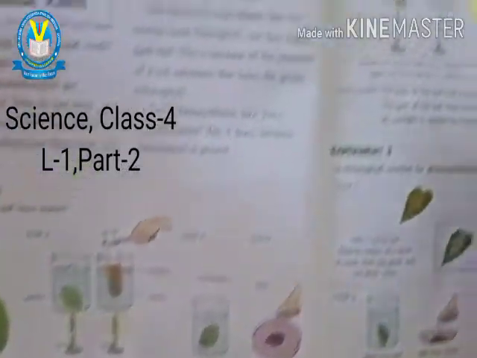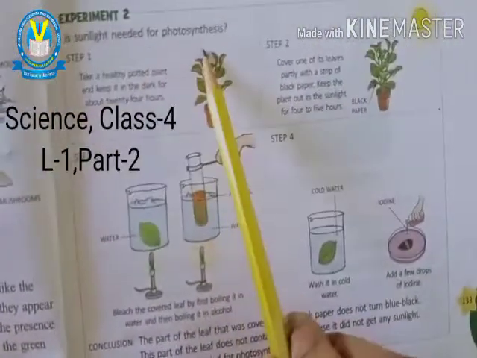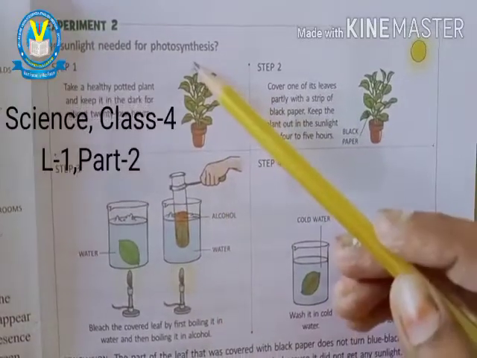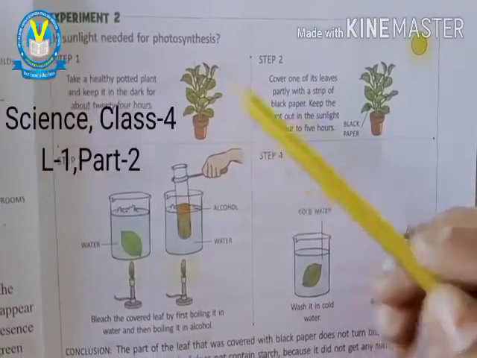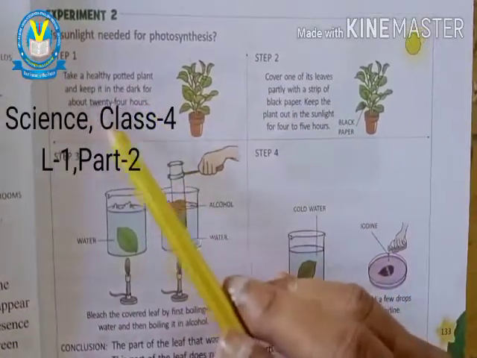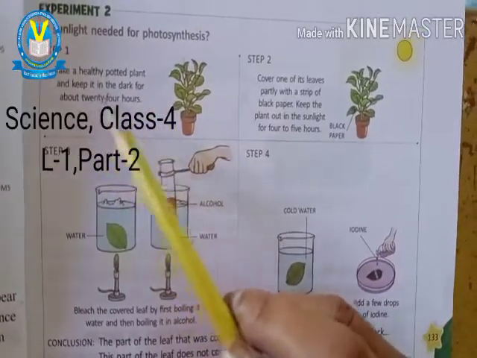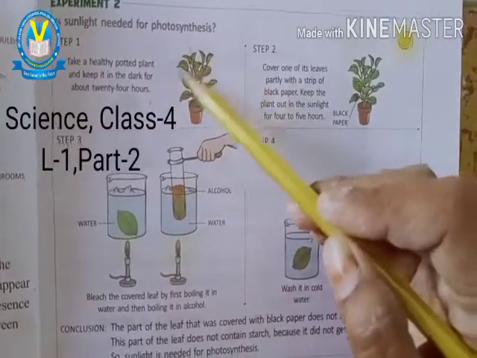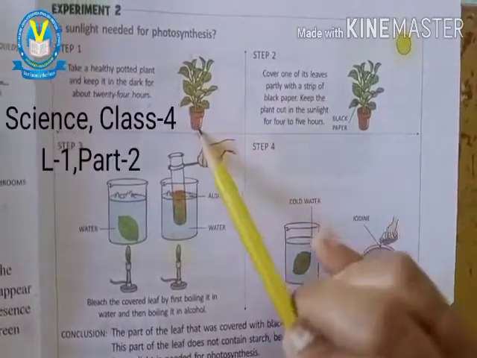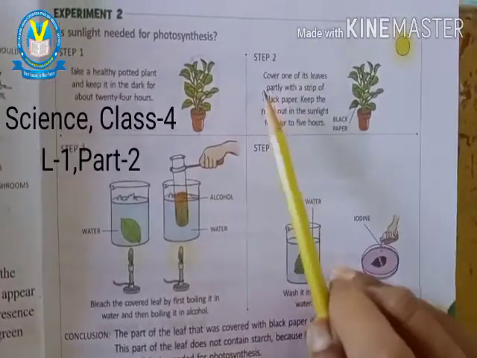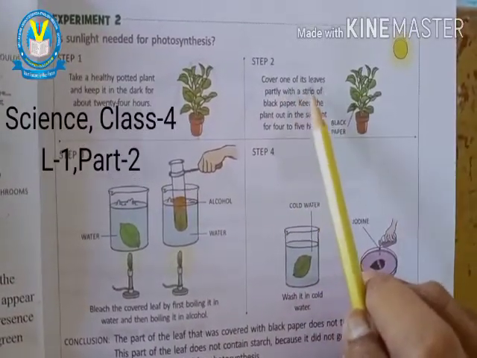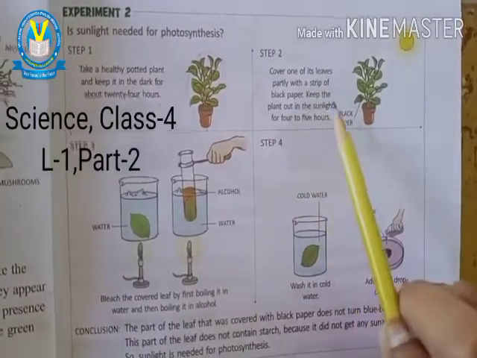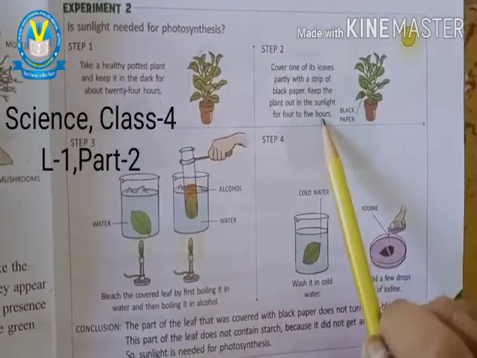In the second experiment: is sunlight needed for photosynthesis? Take a healthy potted plant and keep it in the dark for about 24 hours. We keep this potted plant in a dark room for 24 hours. After that, take it out and cover one of its leaves partly with a strip of black paper, and keep the plant out in the sunlight for 4 to 5 hours.